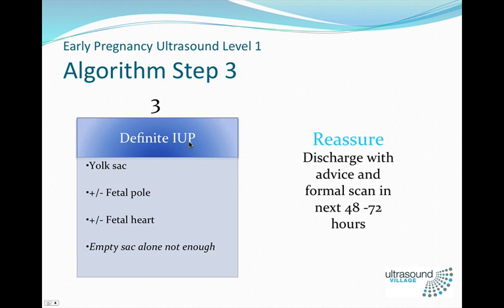The important thing about defining a definite intrauterine pregnancy is that an empty sac alone is not enough. Remember that 4-week tiny sac that is a gestational sac can be confused with a pseudosac of ectopic or another cystic endometrial structure. So what you really need to say it's a definite intrauterine pregnancy is a yolk sac. If you can see a fetal pole and fetal heart as well, even better. But to say it's a definite intrauterine pregnancy, you have to at least see a yolk sac.